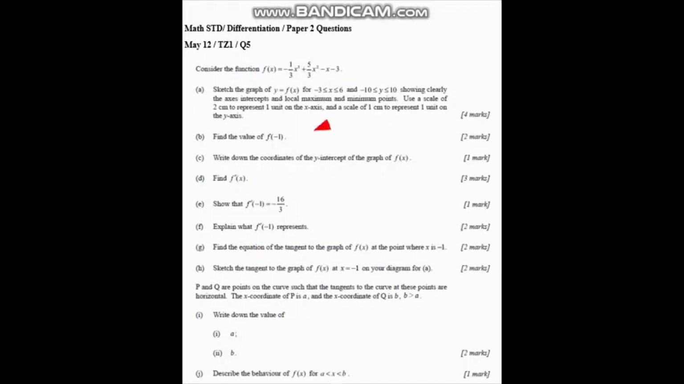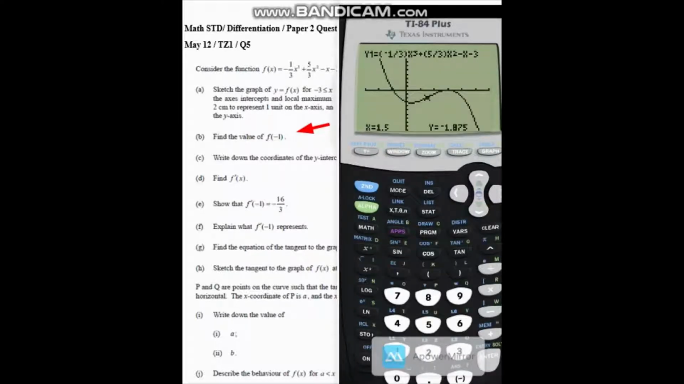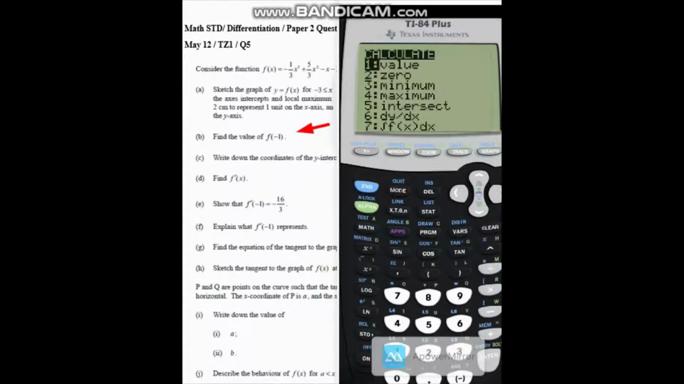Next, you are required to find the value of f of -1. So second trace value, and I enter -1, and the y value is 0. So f of -1 equals 0.